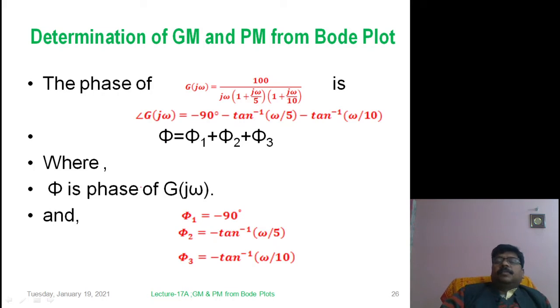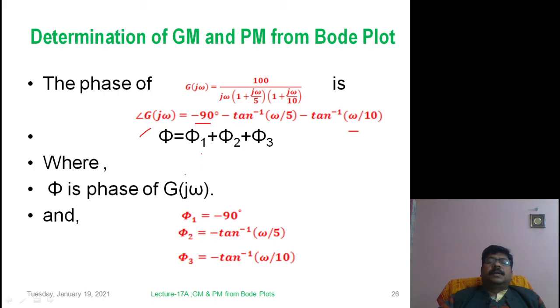Before going to that, we should know the phase angle contributed by each factor of this transfer function. So 1 by j omega means a simple pole at origin, which will contribute minus 90 degrees. 1 plus j omega by 5 will contribute an angle of minus tan inverse omega by 5, and this will contribute an angle of minus tan inverse omega by 10. So what would happen? Phi equals phi 1 plus phi 2 plus phi 3.